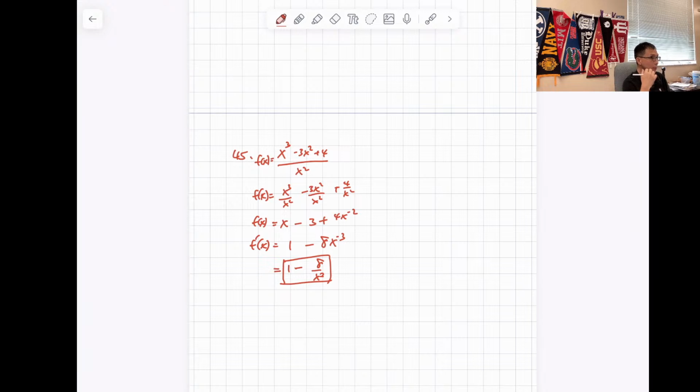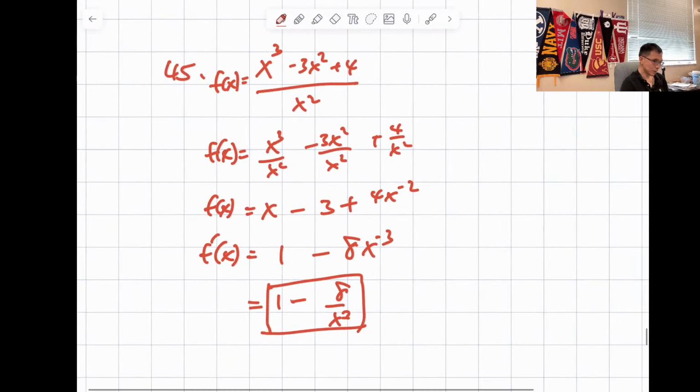What is x equal to? How do you get 1 minus 8 over x to the negative 3? Because I take the derivative: the derivative of x is 1, the derivative of 3 is 0, and for the last term, I move the negative 2 in front, so it's negative 8x to the negative 3.